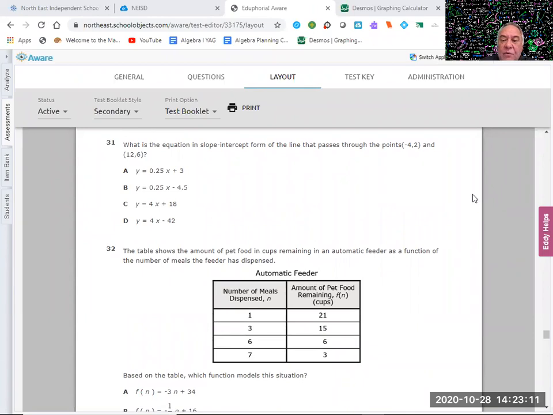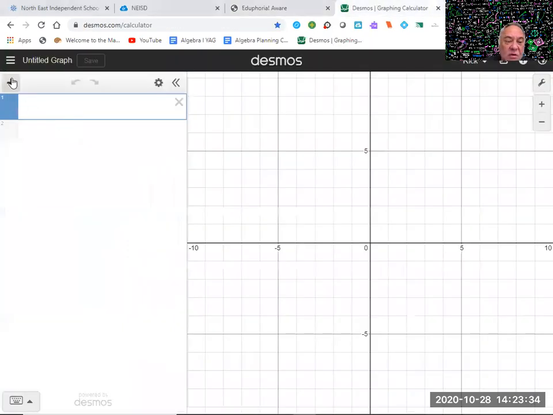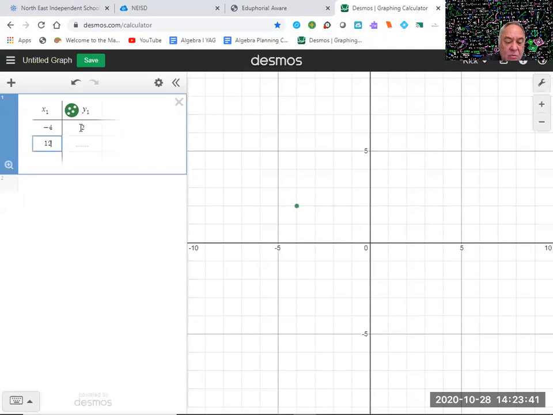Okay, if you look at number 31 here, you'll see that it gives you 2 points, (-4, 2) and (12, 6). And it says, what is the equation in slope-intercept form of the line that passes through those points? Well, like we've done on previous tests, I think the easiest way to do it is to go to Desmos and go to your table.